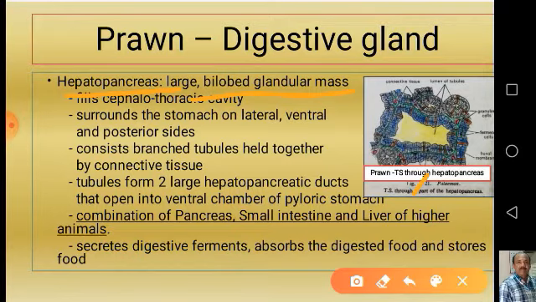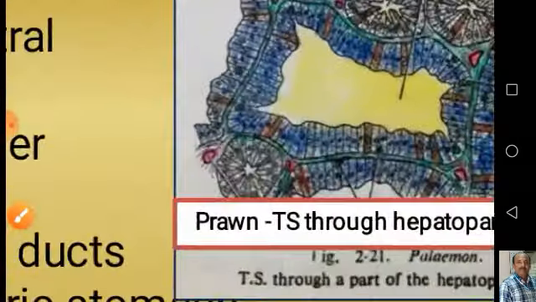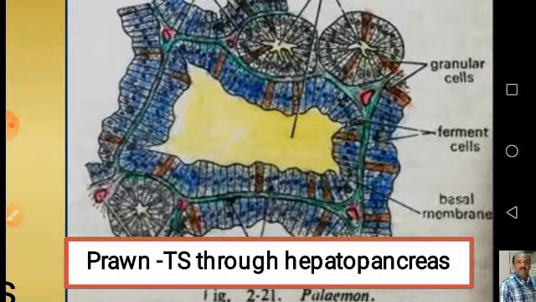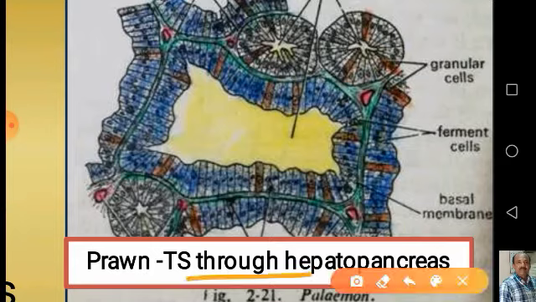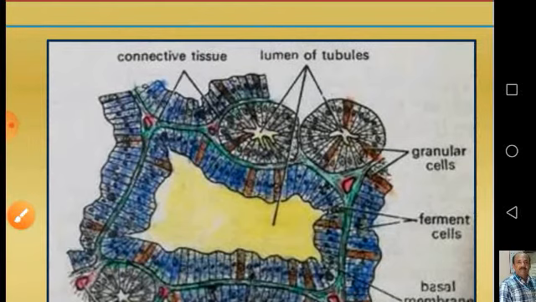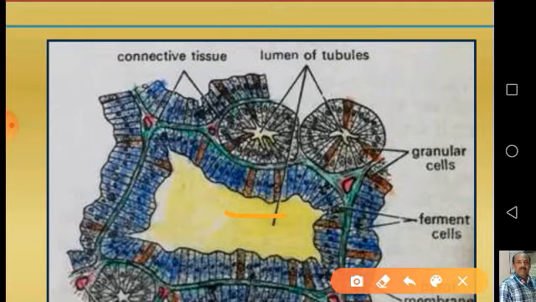Now you can see here in this figure a cross section, TS, of the hepatopancreas. In the TS through the hepatopancreas, we can see the tubules here. These tubules are held together firmly by connective tissue, and this is the lumen, and you can see the connective tissue also here. This connective tissue holds the tubules in their place, and we can see the granular cells, ferment cells; many types of cells are present in this.